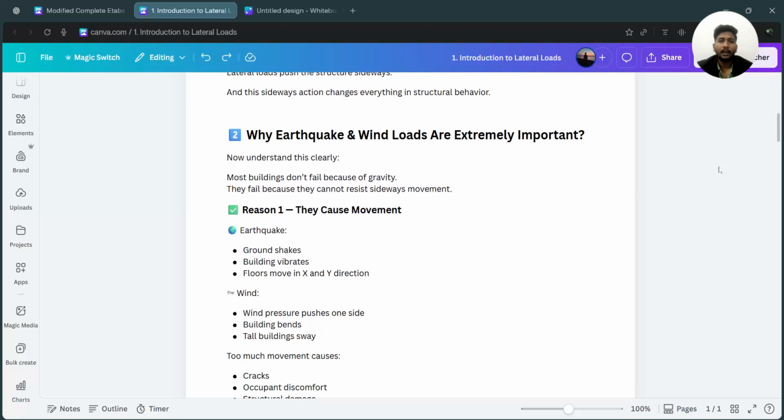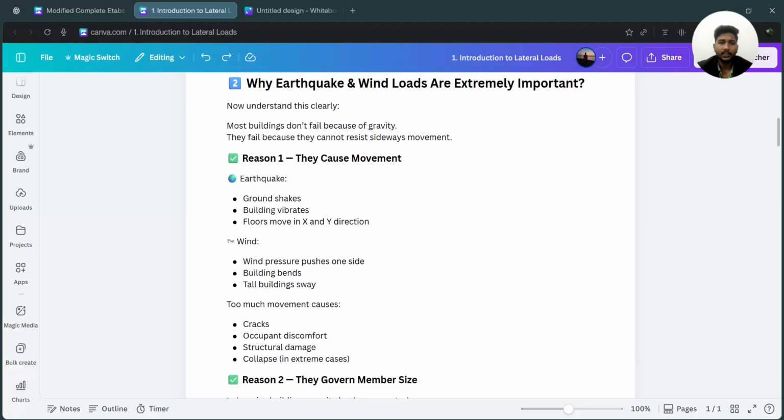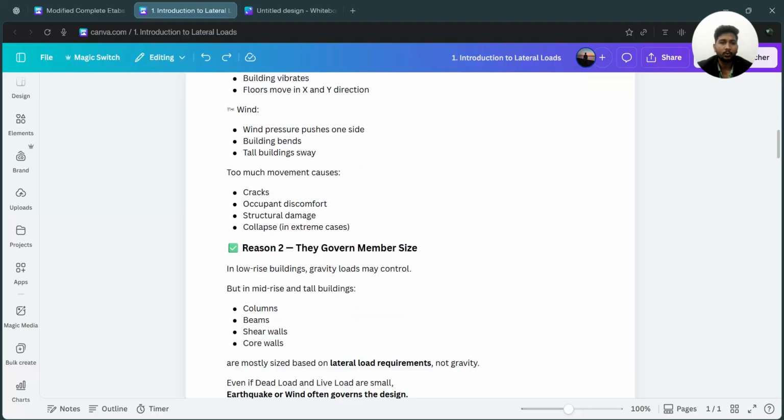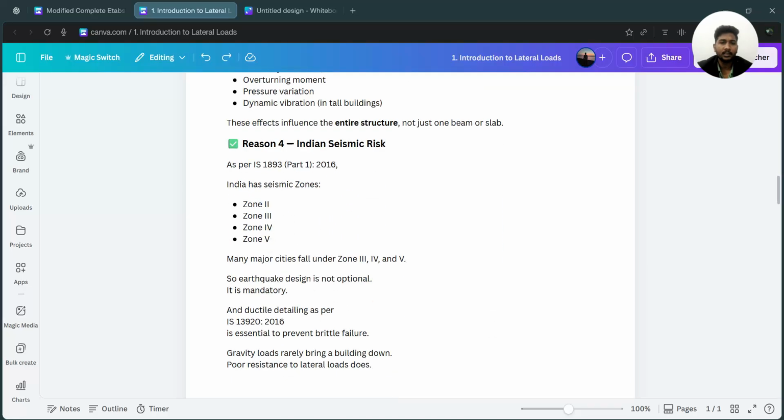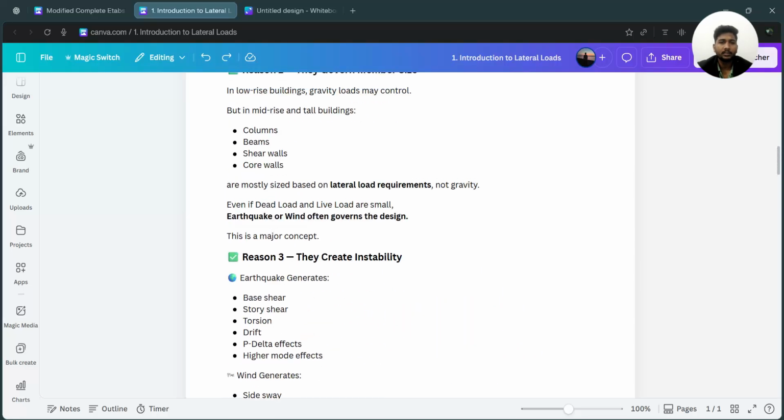Why earthquake and wind loads are extremely important. Now let's understand this very clearly, that most buildings don't fail because of gravity, because gravity loads are very much less. They fail because they cannot resist the sideway movement. Sideway movement means the lateral loads, the earthquake and wind, that cause the sideway movement. There are basically 4 reasons we are going to see why earthquake and wind loads are extremely important. Reason 1 is they cause movement. Reason 2 is they govern the member size. The third reason is they create instability, and the fourth reason is the Indian seismic risk.